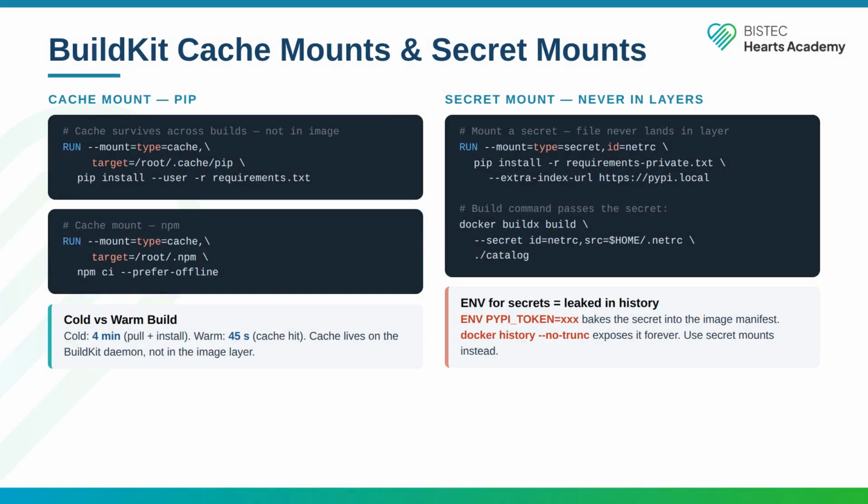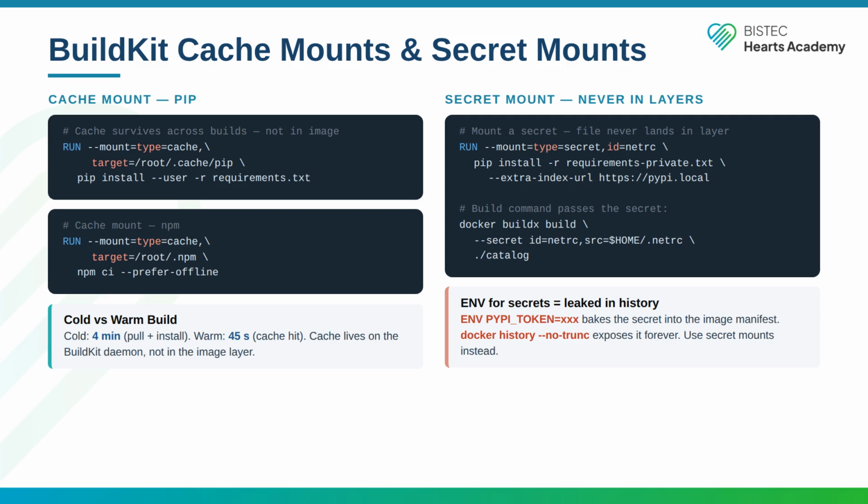BuildKit is the build engine behind Docker Builds. It unlocks 2 features that improve build speed and security. Cache mounts let you share a directory between builds without committing it to a layer. The mount type=cache syntax tells BuildKit to persist the pip download cache across builds. On a warm build, pip finds its packages already downloaded and skips the network. The cache directory never appears in the image. It's build time only. The same pattern works for npm, yarn, and apt caches.